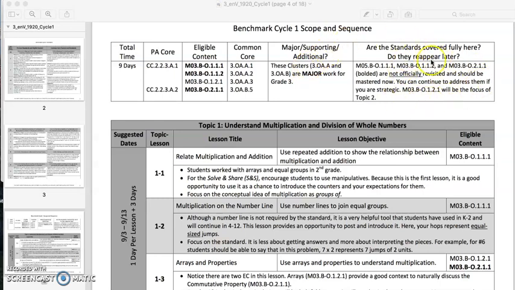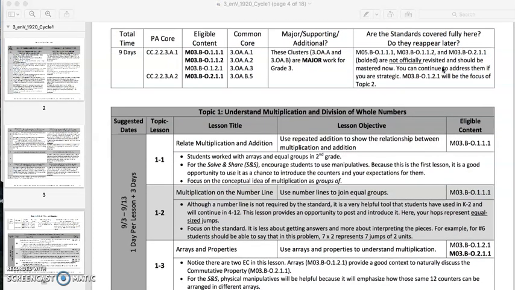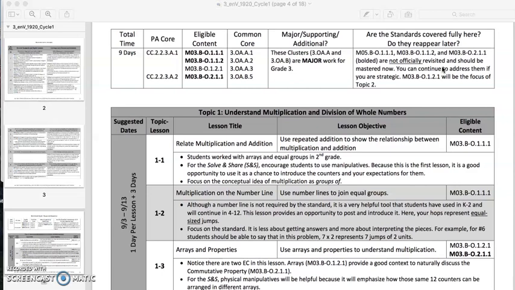This box over here helps you to again make decisions about whether you need more time or whether you should move on. This will tell you, will the standards that I'm teaching in this topic be continued into future topics and revisited? Or do I have to have full mastery right now?